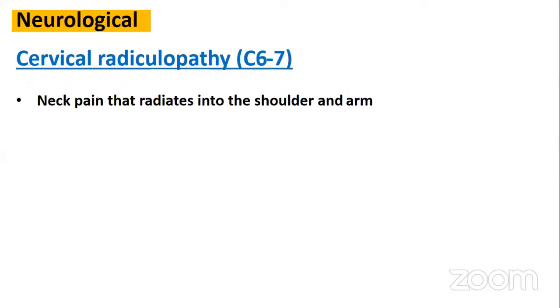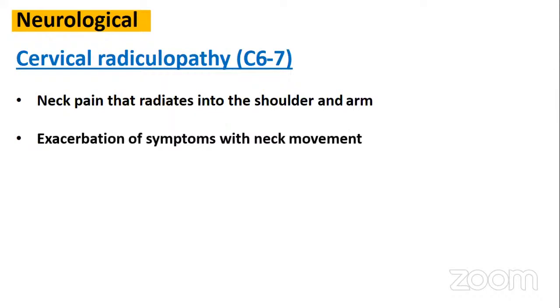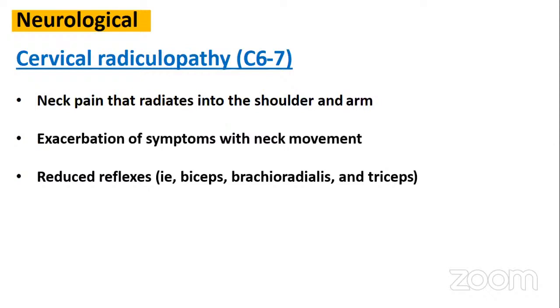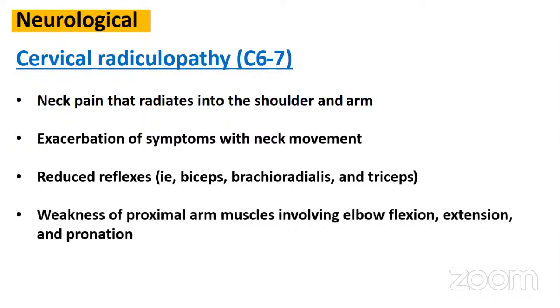The most common one is, of course, cervical radiculopathy, especially involving C6-7. As madam has shown beautifully in one of the cases, C8-T1 can be involved as a motor component, but generally the sensory part, especially pain and other things, is more of C6-7 cervical radiculopathy with probably a compression of those nerve roots because of disc prolapse and so many things. And the neck pain radiates towards the shoulder and then the arm, and exacerbates with neck movement. Reflexes need to be checked, especially the biceps, brachioradialis and triceps, and also the weakness of the proximal arm muscles involving elbow flexion, extension, and pronation. So these are the components which will actually differentiate it.